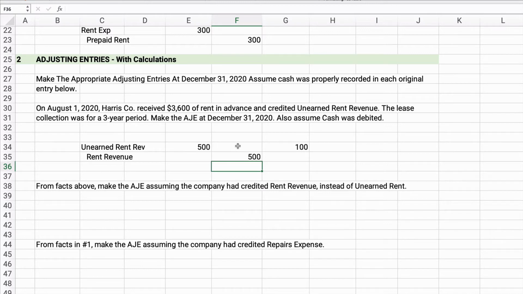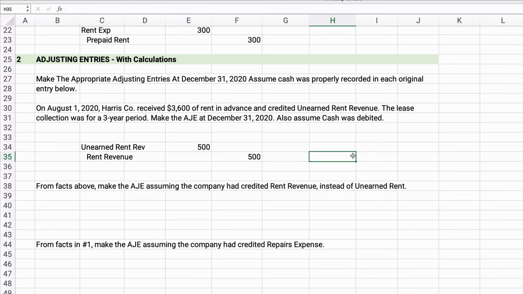So we're going to earn $500. Even though we got paid $3,600 at the very beginning, it's not all revenue until the 3 years has elapsed, 1 month at a time. So unearned rent revenue is debited $500, and we've recognized rent revenue income of $500. Now, remember we received the cash August 1st, which is good, but we would owe that money back if they decide to not rent anymore.